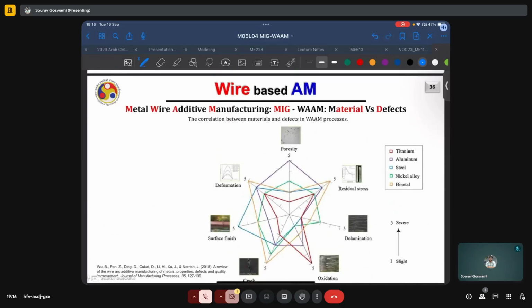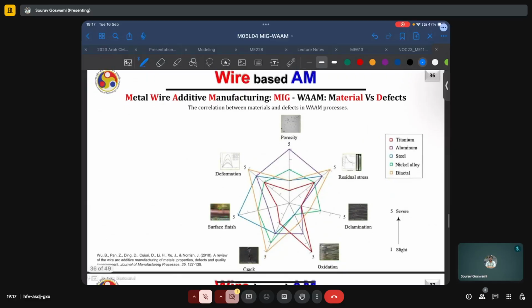And here we have a qualitative estimation of the defects in various materials which are produced by WAAM corresponding to each color. We have titanium, aluminum, steel, nickel alloy, and bimetal. And we have the common defects such as porosity, residual stresses, delamination, oxidation, cracking, and surface strains.